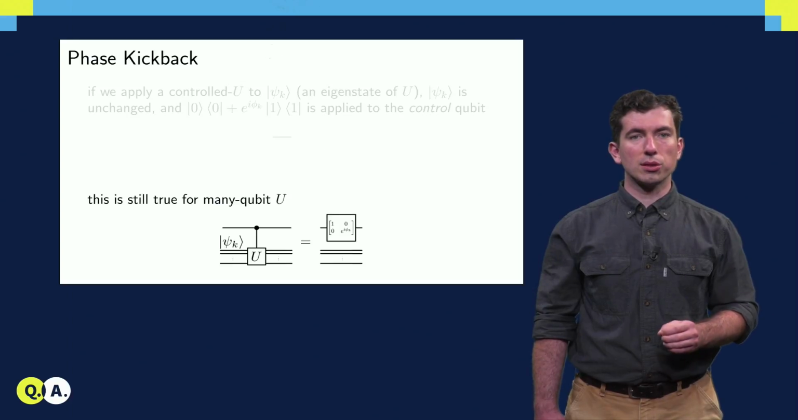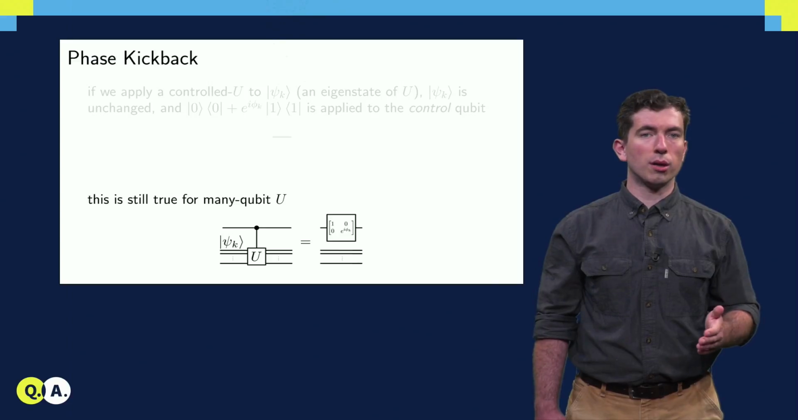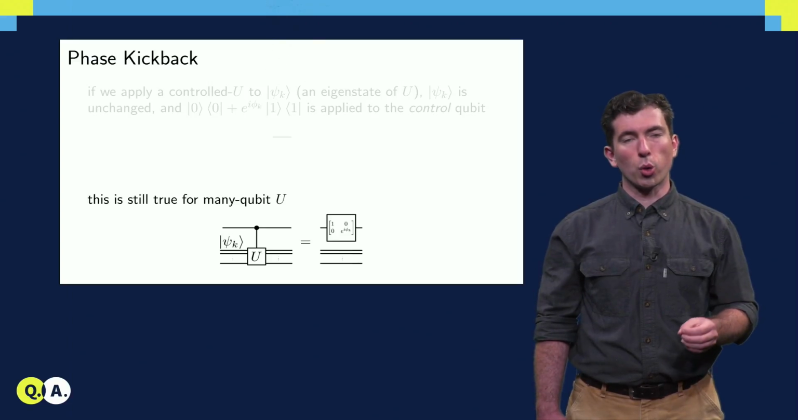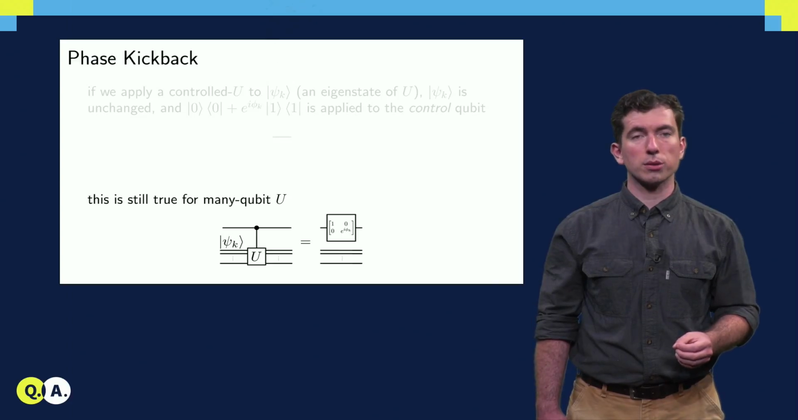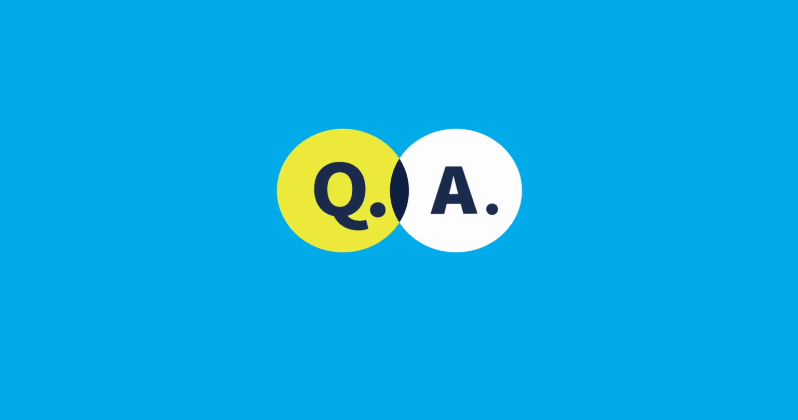This is still the case if the target register contains many qubits or other types of quantum systems. The versatility and simplicity of using a single qubit to read out the action of an arbitrarily large unitary is what makes phase kickback an important building block for quantum algorithms.